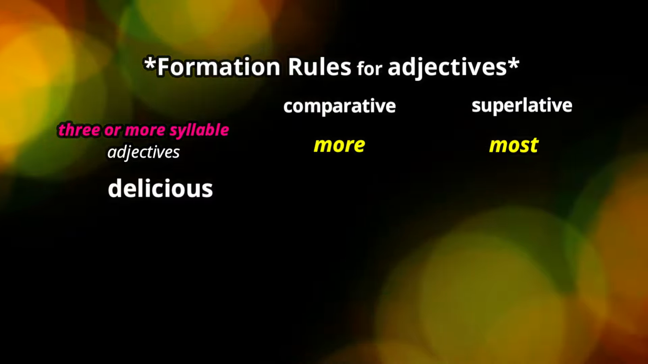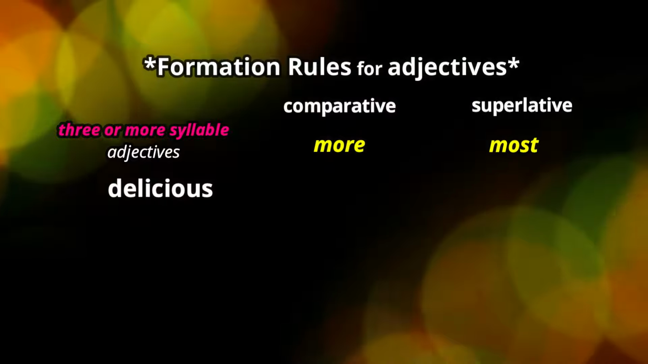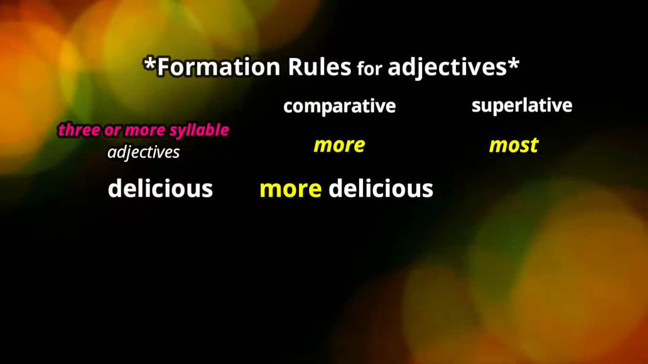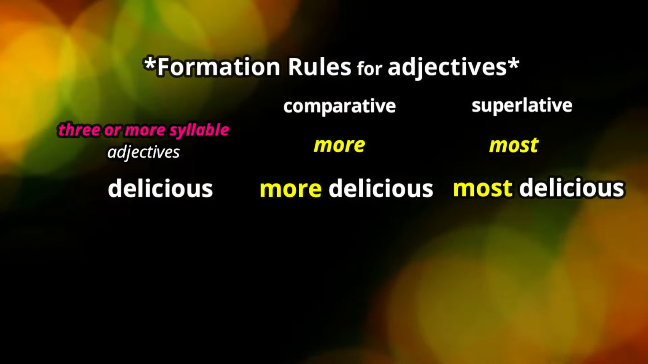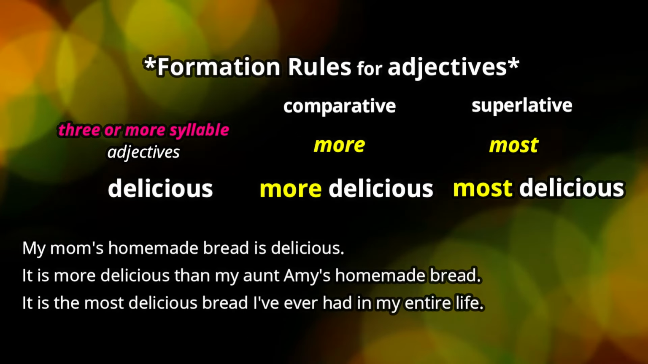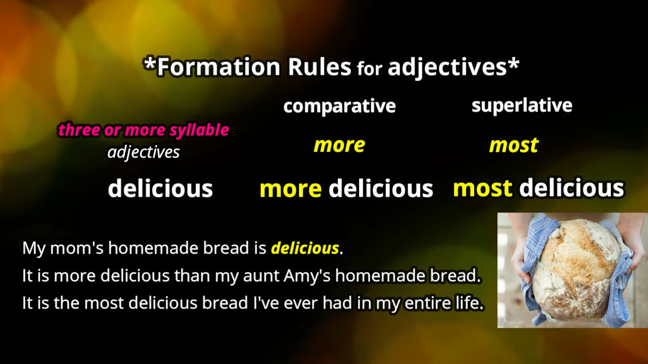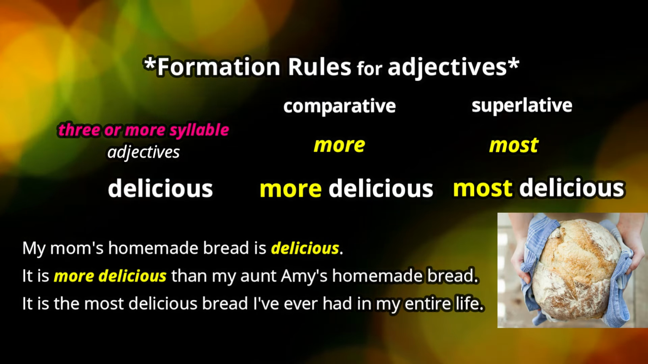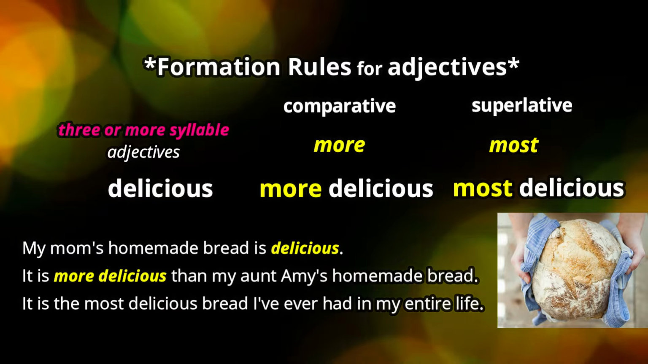Delicious. Three syllables, right? The comparative is more delicious, and the superlative is most delicious. Now let's look at the examples. My mom's homemade bread is delicious. It is more delicious than my Aunt Amy's homemade bread.